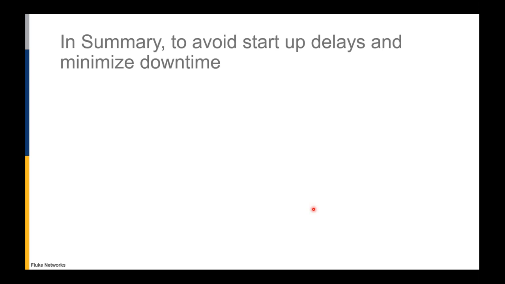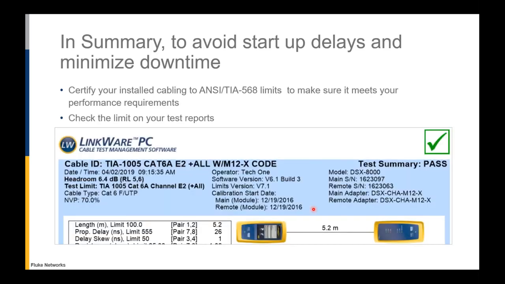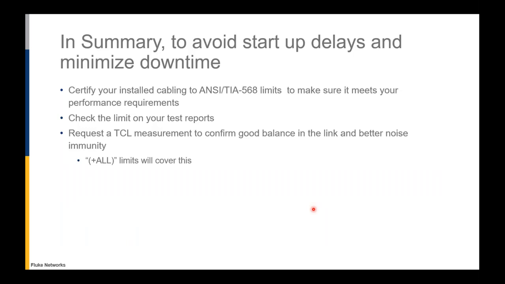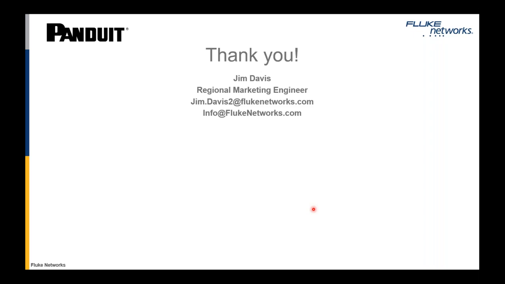So, summarizing, get a good startup and minimize our downtime. Certify our cabling when we first install it to make sure it's properly installed. Check what limit is used on your test report. Here's a test limit, category 6A to the E2 limits. Ask for those TCL measurements. Asking for the plus all limits will make sure we have the noise immunity we're looking for. Use the right tools to do that.